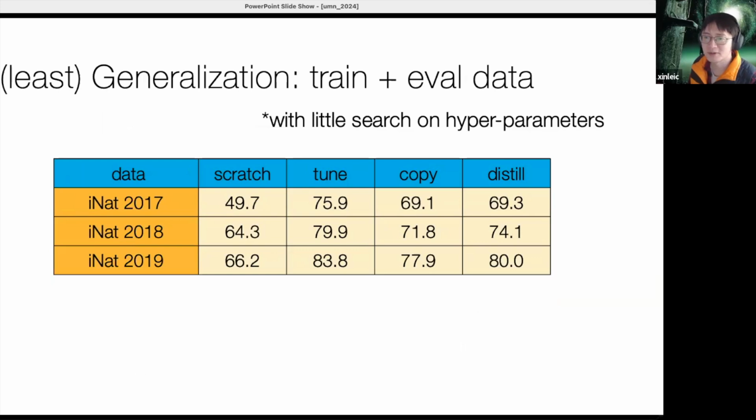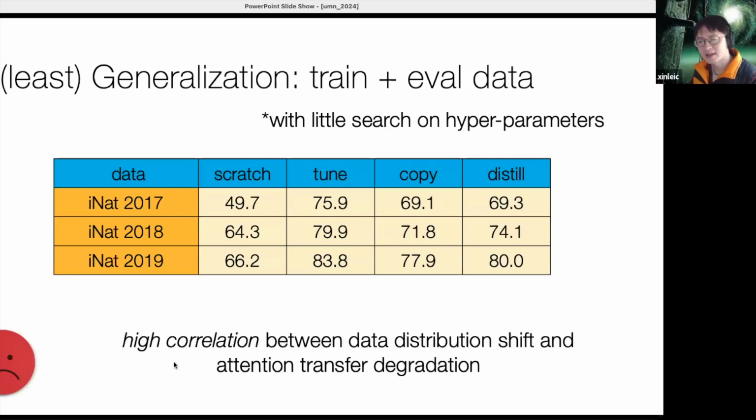And the least amount of generalization we see is when we change both the training and the evaluation data. Here we change the downstream task to iNaturalist, which is fine-grained image classification. And we find we can never reach the fine-tuned model performance for both attention copy and distillation.